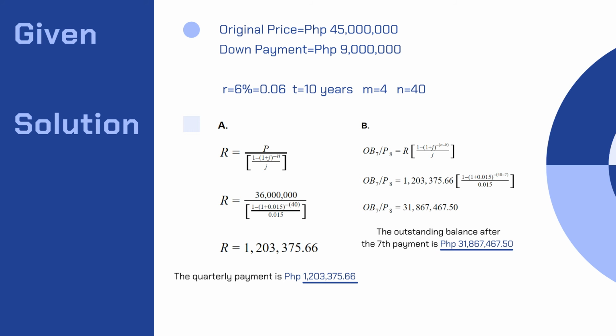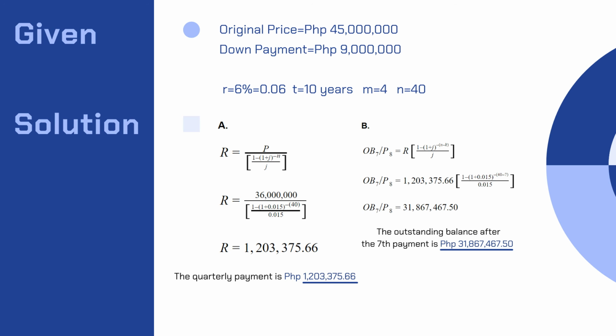We will use the formula R is equal to P over the quantity of 1 minus the quantity of 1 plus J raised to negative N all over J. Notice that P is 36 million since we subtracted the down payment from the original price. We will substitute the given values, and the quarterly payment is 1,203,375 pesos and 66 centavos.